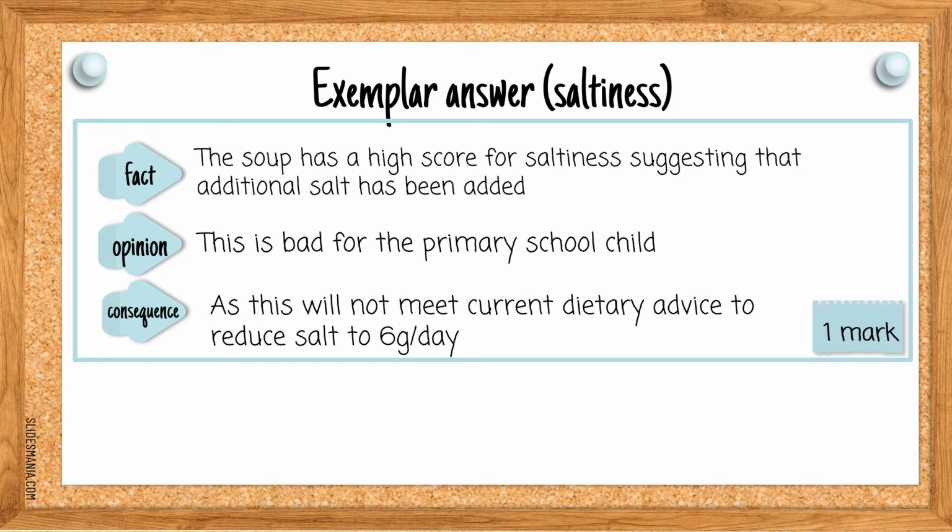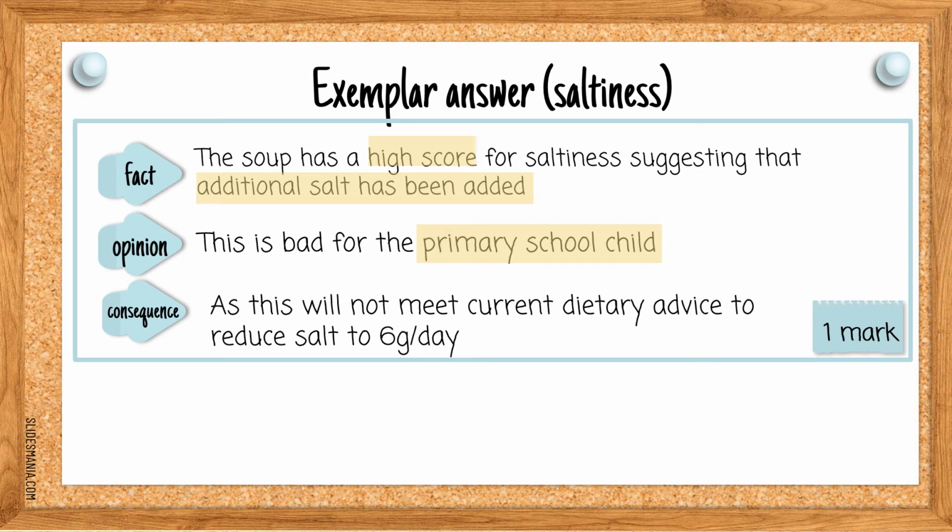Here's one of the answers that you could give for saltiness. So the soup has a high score for saltiness, suggesting that additional salt has been added. So don't worry if you are stating the obvious, sometimes you will be. You've given your opinion, stating this is bad for the primary school child. So again, we've been specific to the person in the question. And we've also given our consequence, as this will not meet current dietary advice to reduce salt to 6 grams per day. Sometimes you might find it easier to refer back to your food for health knowledge and use nutrition type answers in these questions.